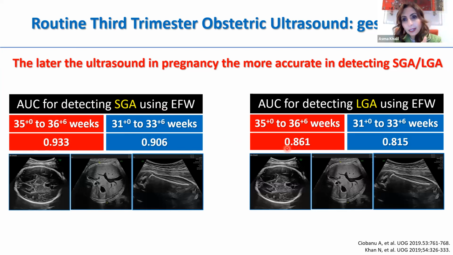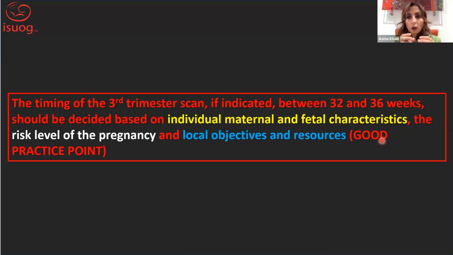And exactly the same for large for gestational age. If you use estimated fetal weight, you find that the area under the curve, the AUC, is higher, 0.61 later in pregnancy compared to earlier in pregnancy. And therefore, the recommendation in the guideline is that the timing of the third trimester scan, when indicated, between this gestational age window, 32 to 36 weeks, should be decided upon the maternal fetal characteristics, the risk profile, the objective of the scan, and the resources.